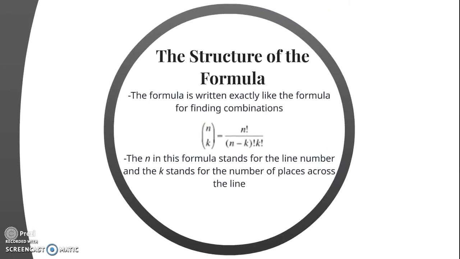Next is the formula. It's the same as combinations, like I said before. Pascal's triangle has a lot to do with the application of combinations. It actually has the exact same formula. However, in this case, the n stands for the line number and k stands for the places across. So n would be the total number and k would be the number of objects you're choosing out of that number.